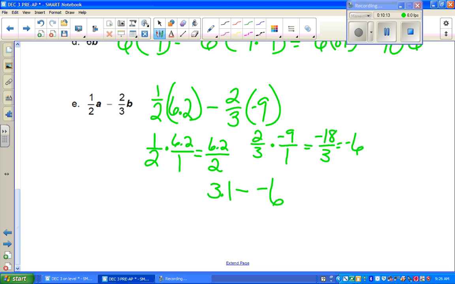So we have 3 1/10 minus a negative 6. Remember that when we have minus and negative, those will cancel out and make it a positive. So we have 3 1/10 plus 6. Remember when you're adding those to line up your decimals. So our final answer is 9 1/10.